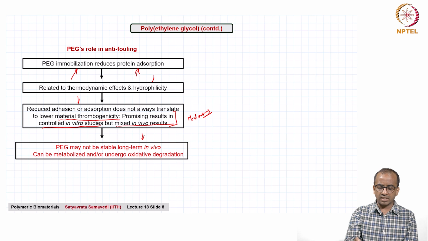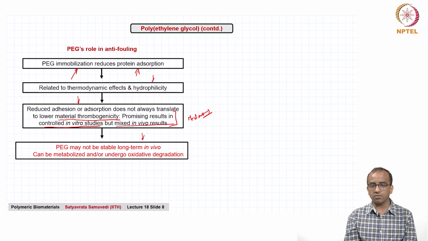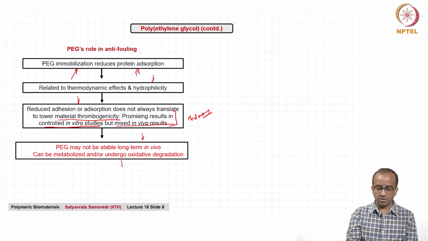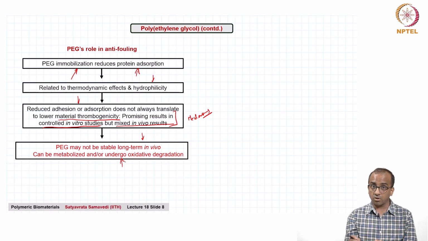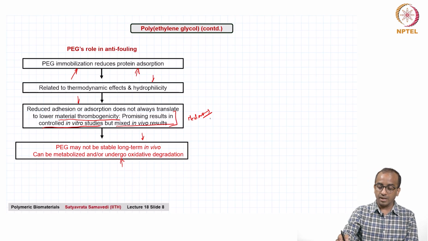But limitations are that PEG may not be very stable long term in vivo. So, any grafting that is done may eventually go away with time, and it can also be metabolized or undergo oxidative degradation, which can also be problematic when you want to use it for long term antifouling applications.